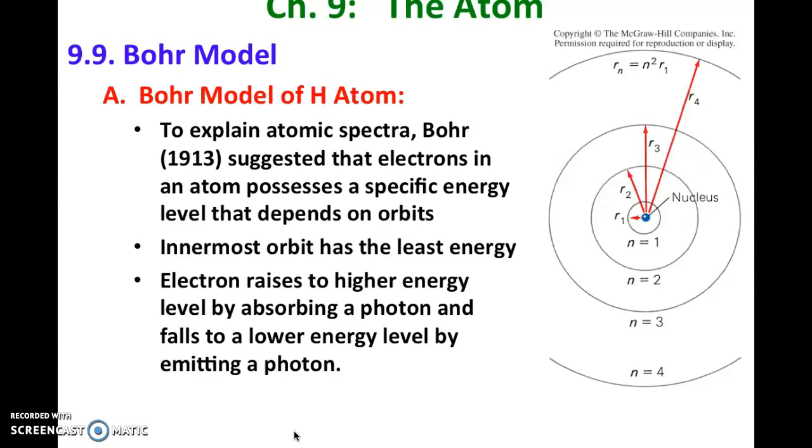To explain the atomic spectrum, Bohr, in 1913, suggested that electrons in an atom possess a specific energy level that depends on their orbit. The innermost orbit has the least energy, and the electron rises to a higher energy level by absorbing a photon and falls to a lower energy level by emitting a photon.